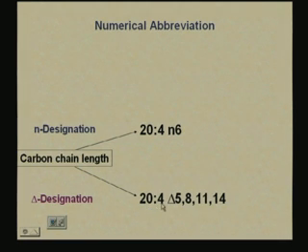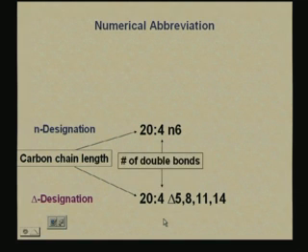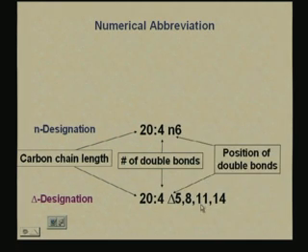After the colon, you see another number. So, this 20 means that the carbon chain length is 20. The number after the colon designates the number of double bonds present. So, in this case, we have a carbon chain length of 20 and the number of double bonds at 4, and now you can tell me that this is actually the position of the double bonds. Okay? So, the number that we have at the end is the position of the double bonds.